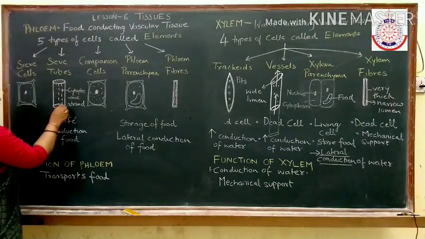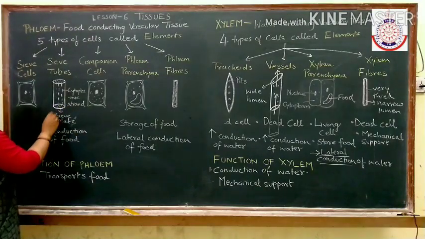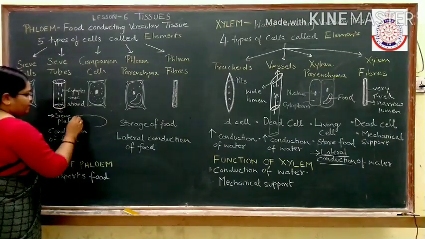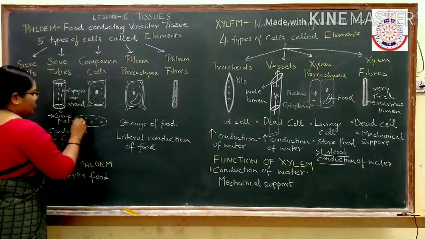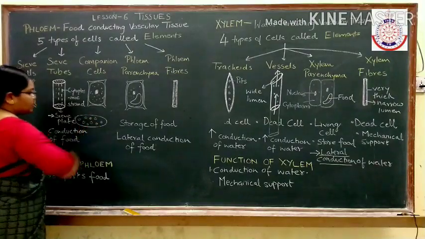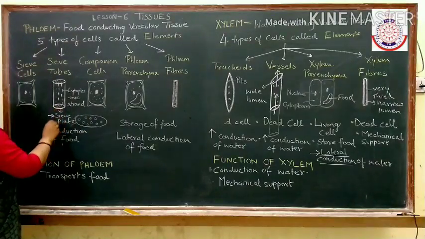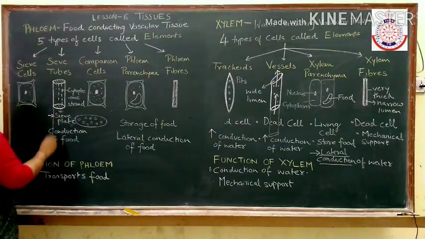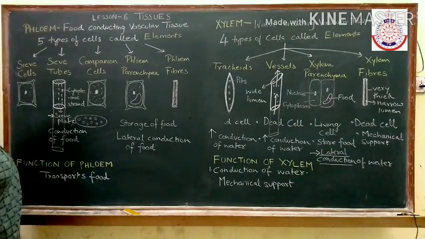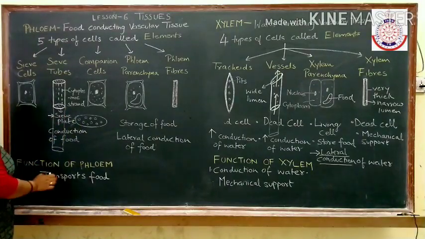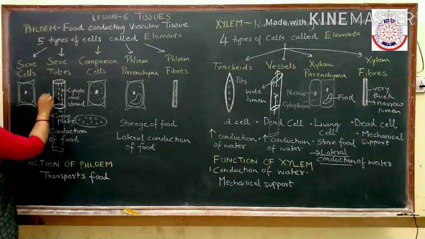The end walls of the sieve tube are known as sieve plates, and these sieve plates have pores present in them. The pores in the sieve plate are responsible for the movement of food. Sieve tube cells are placed one above another, joined through sieve plates, to form a column which helps in the conduction of food.